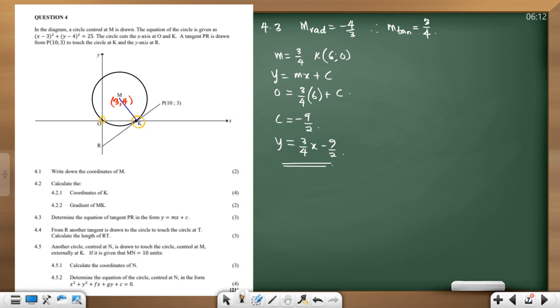Please, equation of the tangent is something you will always do. So you need to learn that. And it's always 3 marks, 4 marks, hereabout.